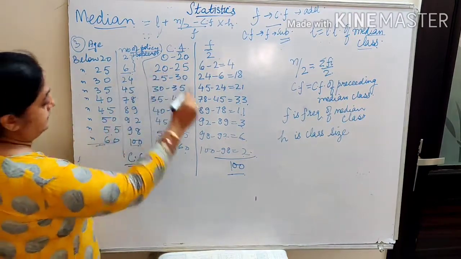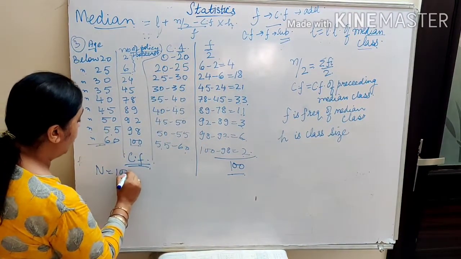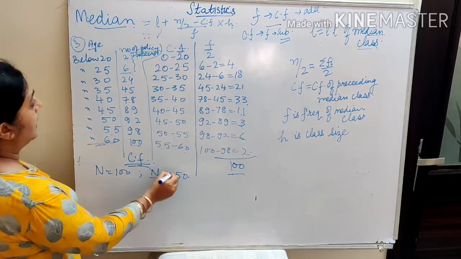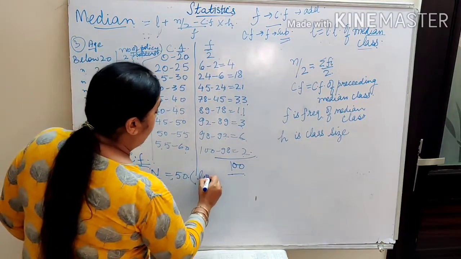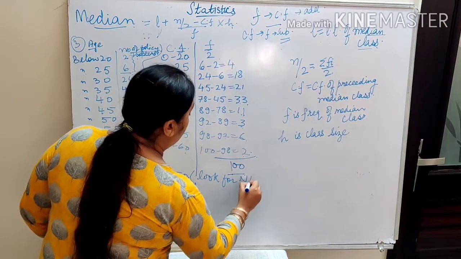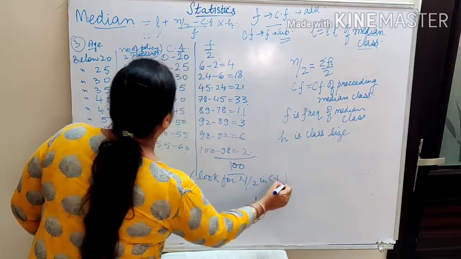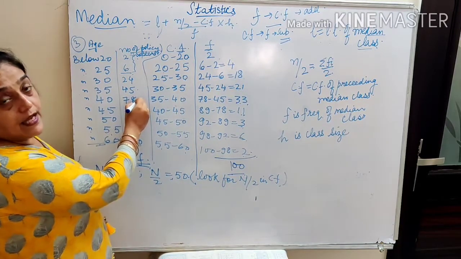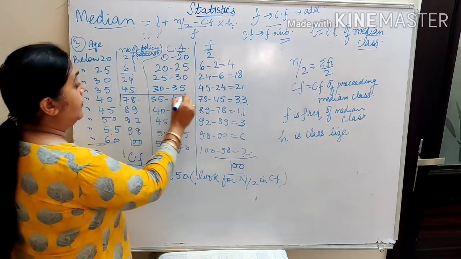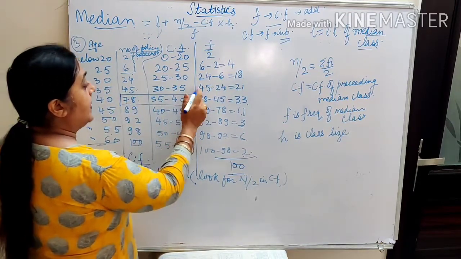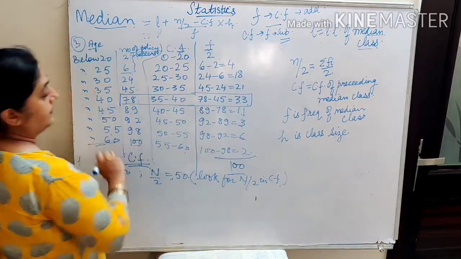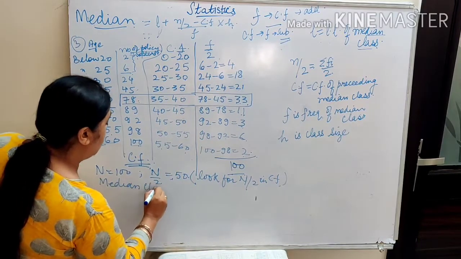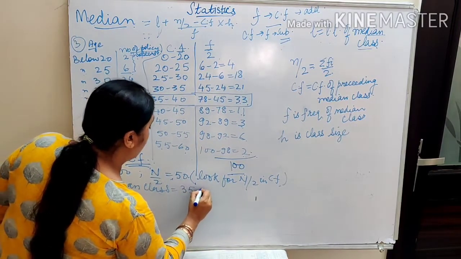Now please check. N is equal to 100, so n by 2 is 50, right? Now where do we look for this n by 2? What I told you? Look for n by 2 in CF table. In the CF table it is 45, then it is 78. After 45 comes 78, so my 50 lies somewhere here, right? So what is my median class? Median class in this case is 35 to 40.